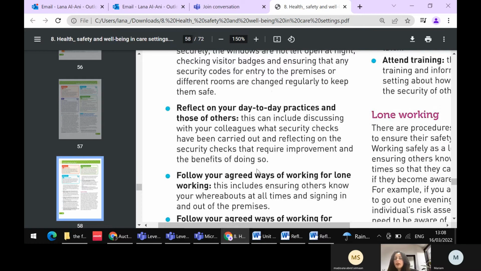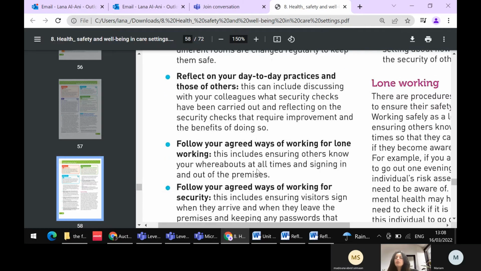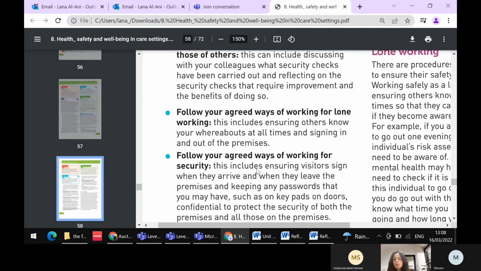I also make sure in my day-to-day practice that I discuss all this information regarding security with my colleagues and with my manager, and check if they carried out any reflection on the security check, and if any risk assessment is being done. So all this you need to do as well. You need to follow the policy and procedure which is being used. Report it to the manager as well. Very good. It's very important. You need to follow the policy and procedure.